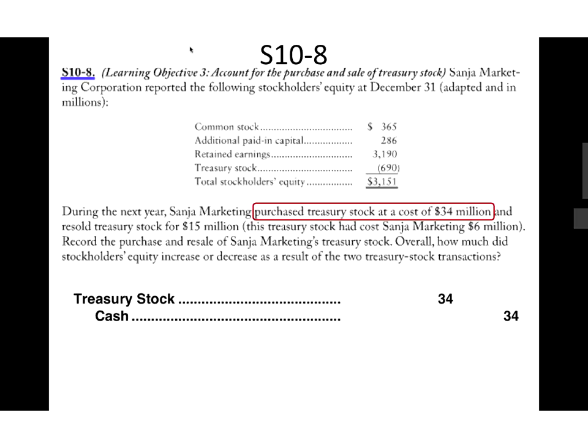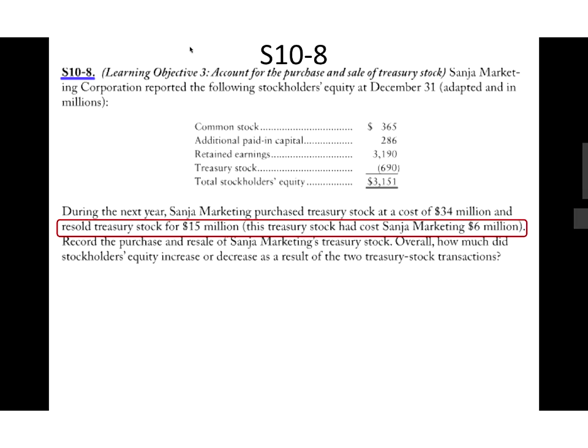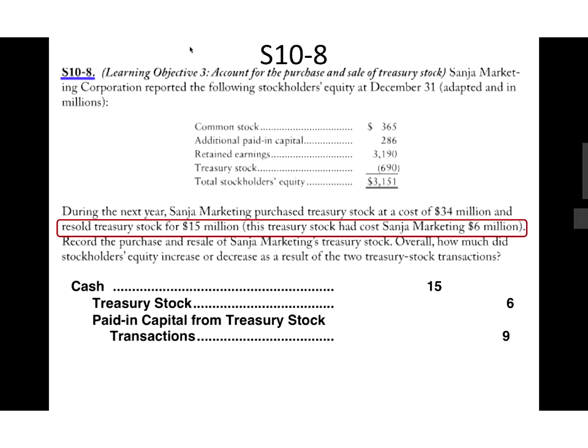Okay, so the next transaction here, we resold treasury stock for $15 million, and it tells us that the treasury stock had cost them $6 million. On treasury stock, we never, ever, ever recognize a gain or loss on selling our own stock. It just doesn't happen. So we sold it for $15 million, so we debit cash for $15 million. We credit treasury stock for the cost, which is $6 million, and then the difference goes to paid-in capital. So we have a debit to cash for $15 million, a credit to treasury stock for $6 million, and a credit to paid-in capital for the difference. You never, ever recognize gains or losses on treasury stock transactions. So that's one of those rules.